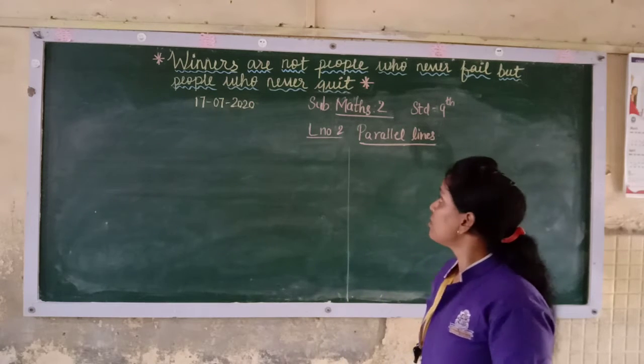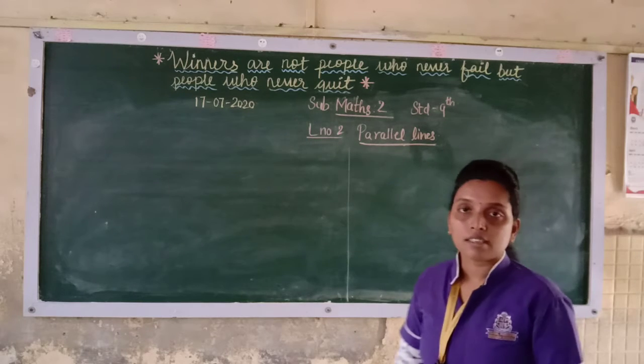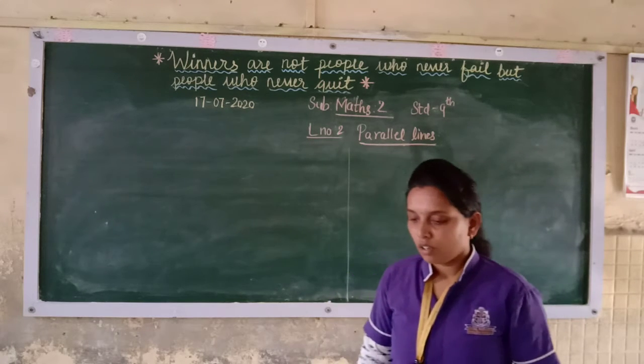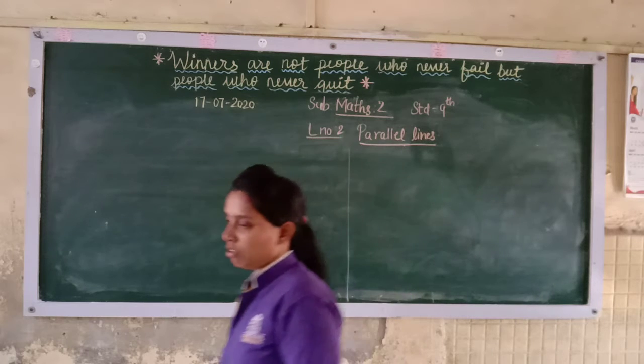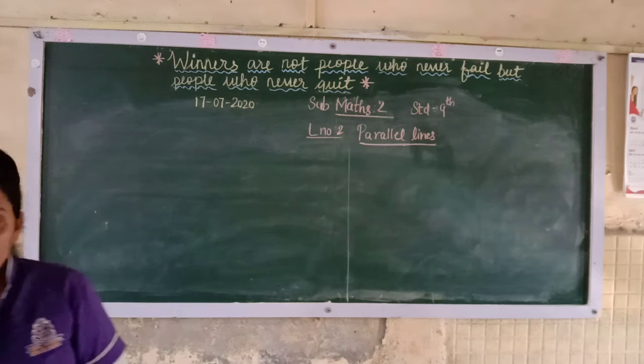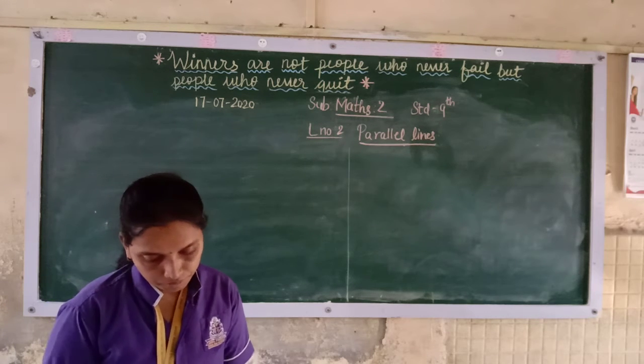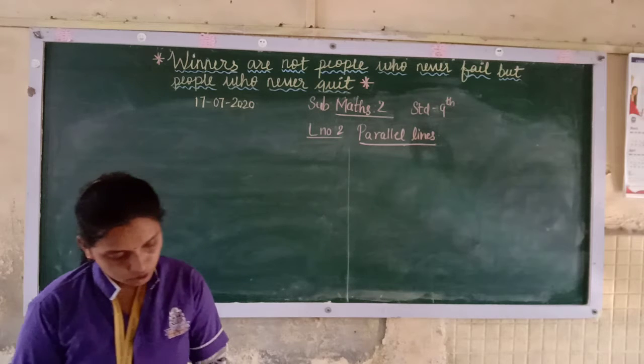Today we are going to see standard 9 Maths 2 lesson number 2, that is parallel lines. Last time we had done the 2.1 exercise. Now we'll see 2.2. But before that we'll do some theorems.